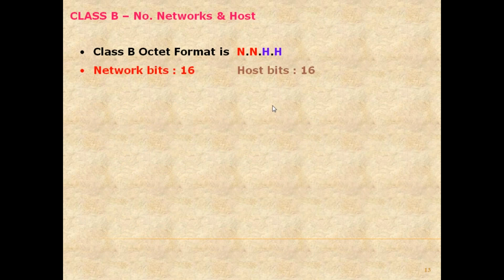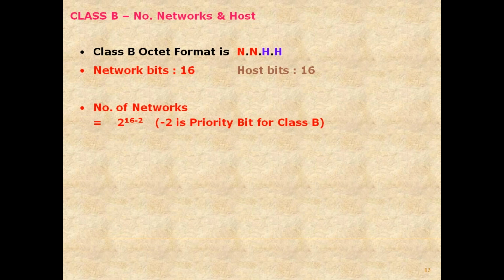Okay, now let us go with class B. Class B, we know network, host. So the total number of network bits here is 16 and the total number of host bits here is 16. 2 octets are there in the network portion, 2 octets are there in the host portion. So let us see how many networks are possible in class B. What is the range of class B? It is 128 to 191.